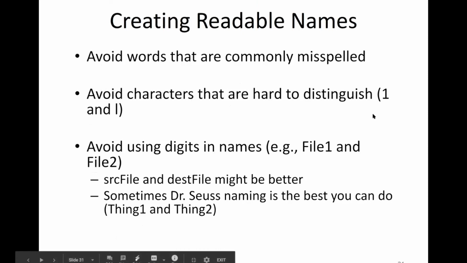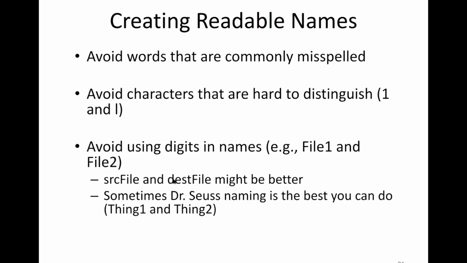Good idea to avoid words that are commonly misspelled. And this second one I think is pretty important. Avoid characters that are hard to distinguish. Like in code, you can't tell the difference between a 1 and an L usually. So just have that in mind. Avoid using digits. Sometimes it's a good idea, but usually not.